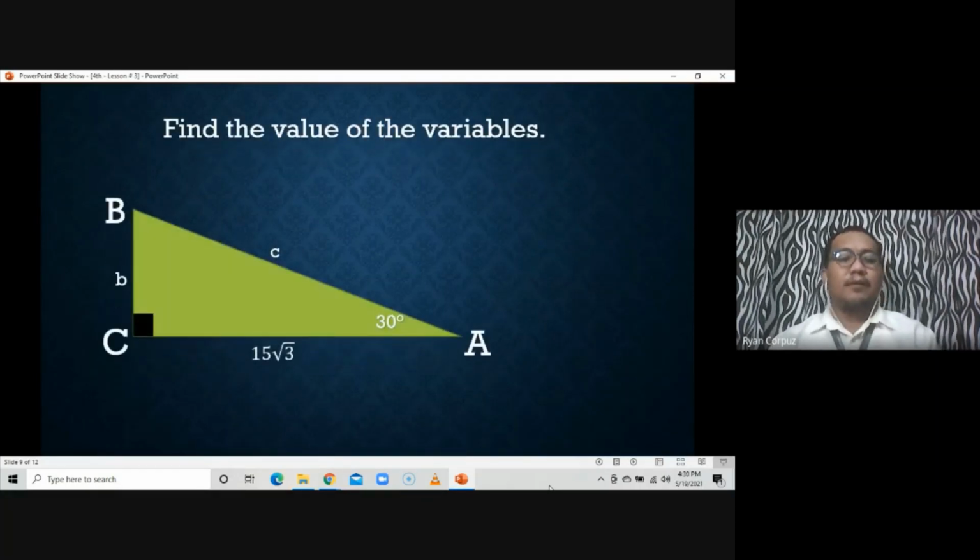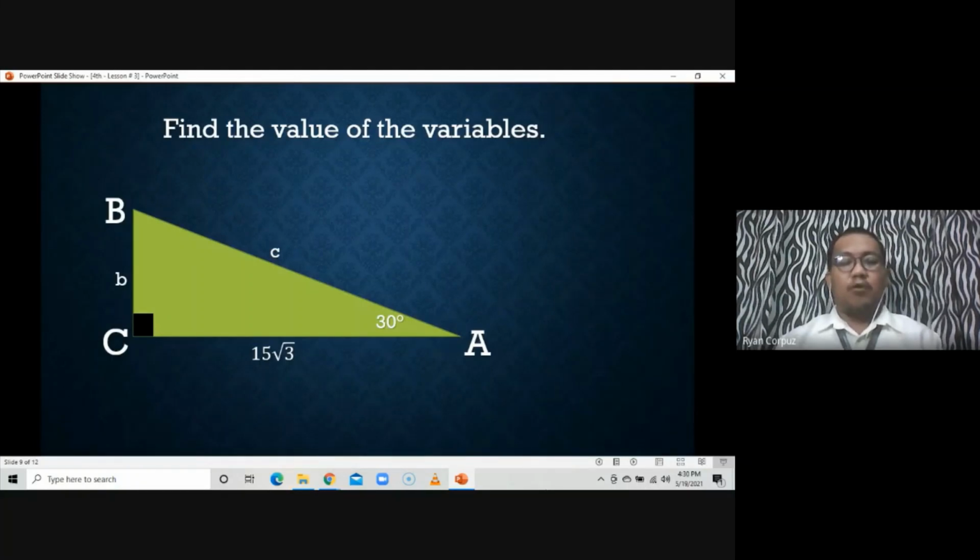Third. Same pa rin tayo, 30, 60, 90 special right triangle. This time naman, ang given ay measure of the longer leg. Ang measure daw ng longer leg ay 15 square root of 3. What we are looking for is the measure of the shorter leg and the measure of the hypotenuse.